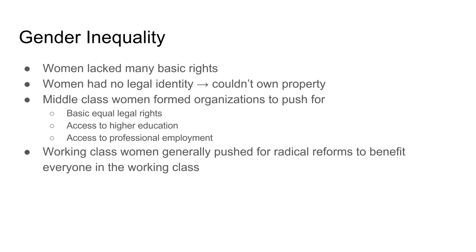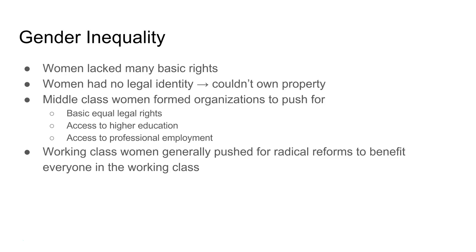So middle-class women begin to form organizations that push for three major things. First, just basic equal legal rights. Like, we need to be identified as legal entities, as legal people, so we can own land, so that we can inherit property, whether that's houses or land or whatever it may be, in order to sustain themselves if their families died.